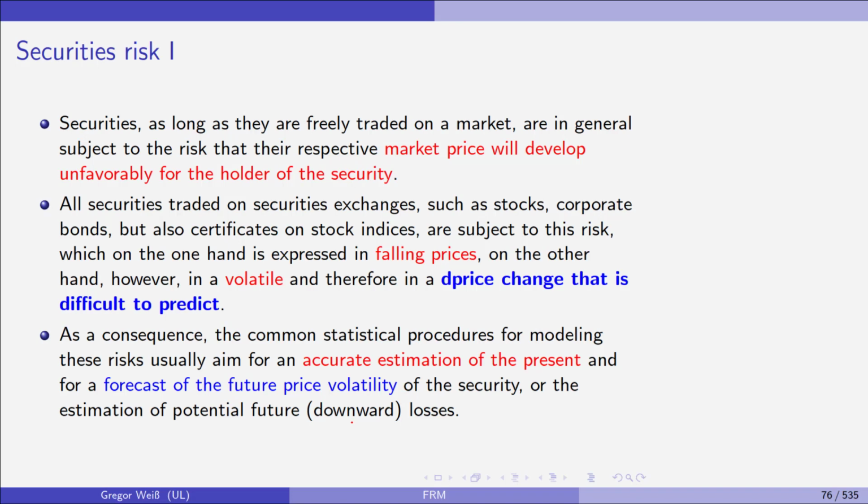And as a consequence, if you're looking at quantitative risk management, the common statistical procedure for dealing with and modeling market risk in this area is trying to most accurately estimate the present distribution of those market prices and get a sufficiently good forecast of the future price volatility of the security, or at least estimate potential downward losses.